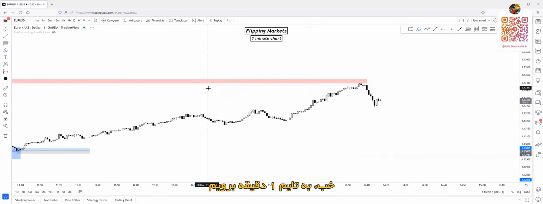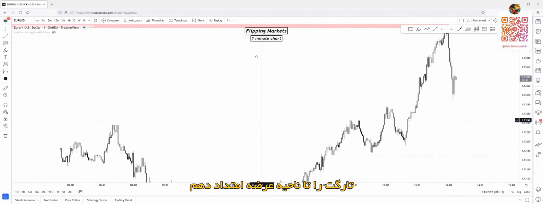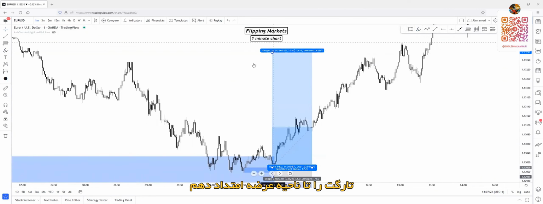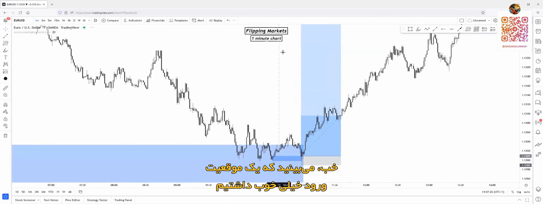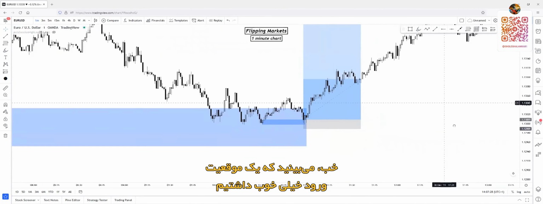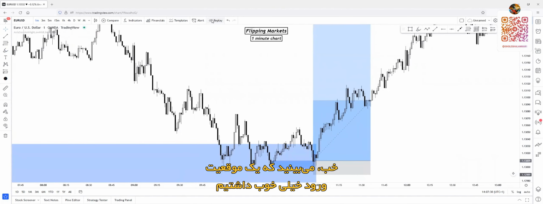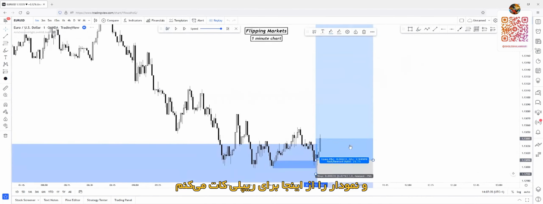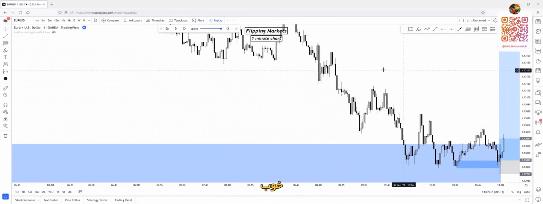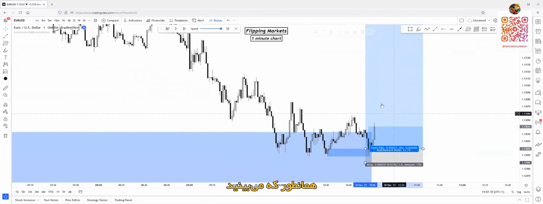Okay, so let's switch to the 1 minute, and you will see that I will just extend the target point after this supply zone. Okay, so you will see that we have a really great entry opportunity, and I will just replay the price here. Okay, sorry, I will just adjust this.